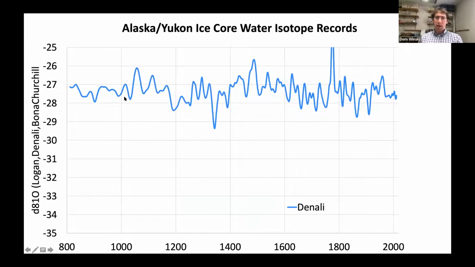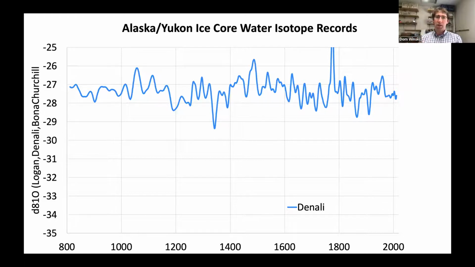So here's what it actually looks like. Here is what's called the Delta 18O record from Denali, and that's just a measure of what I just showed you, basically the depletion of these heavy versus light isotopes in the Denali core. And it goes up and down with these variations, but it does not show this major shift during the 20th century that, say, records of sea salt or temperature or precipitation would have.